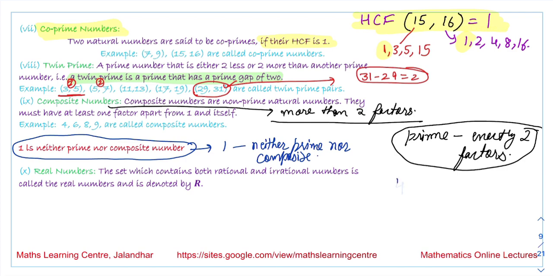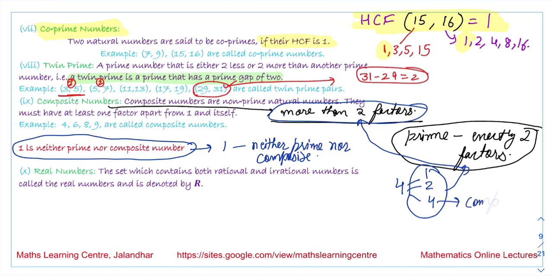Next, suppose the number 4. How many factors does it have? 1, 2 and 4. So it has more than 2 factors, so it is a composite number. Now the next definition we have is the real numbers. The set of real numbers contains both the rational and irrational numbers. All the rational and irrational numbers together are called the real numbers, and this set is denoted by R.